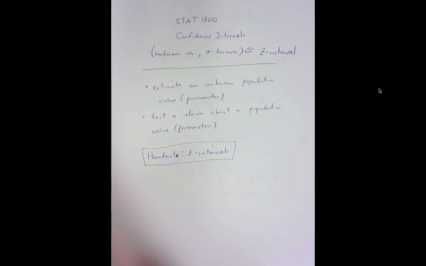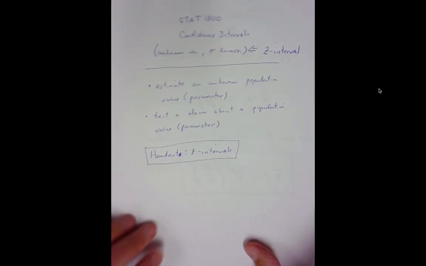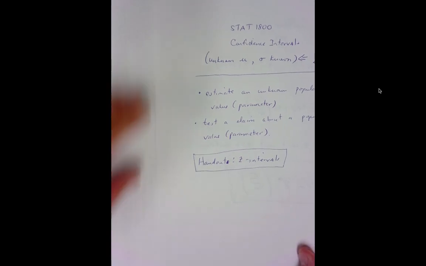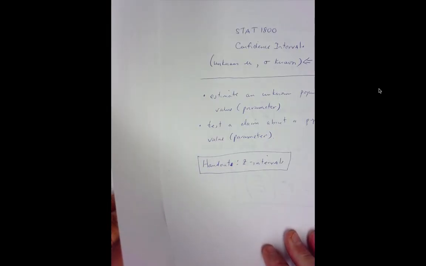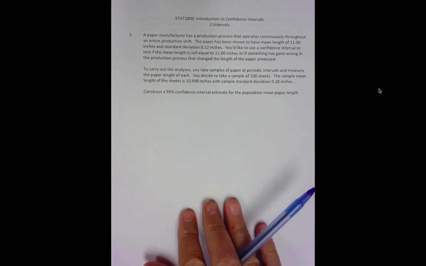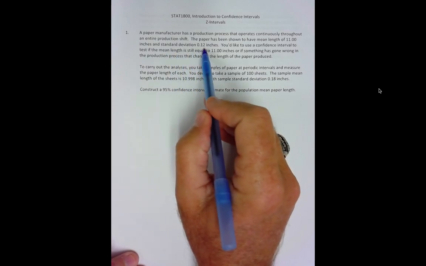So, all right, gang, let's grab the handout. Mine is here someplace, I'm pretty sure. Yeah, here it is. And let's work through this together. All right. So the first one says a paper manufacturer has a production process that operates continuously throughout an entire production shift. The paper has been shown to have a particular mean length of 11.0 and standard deviation 0.12.